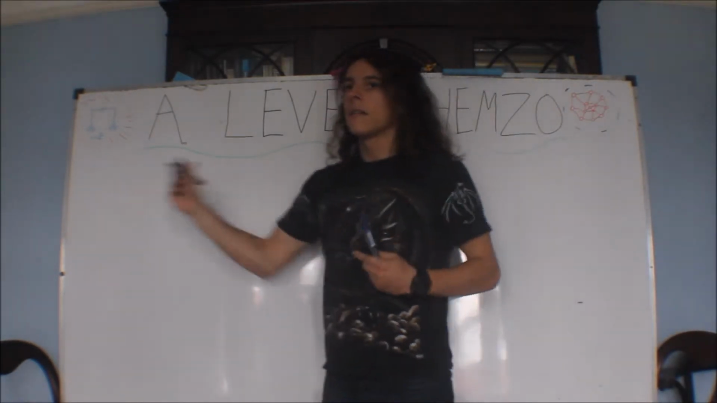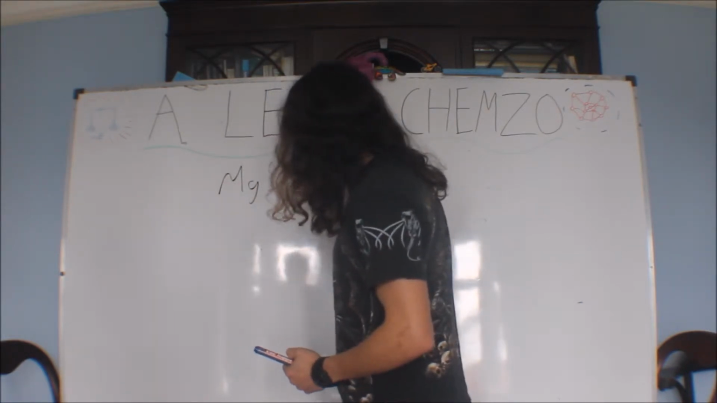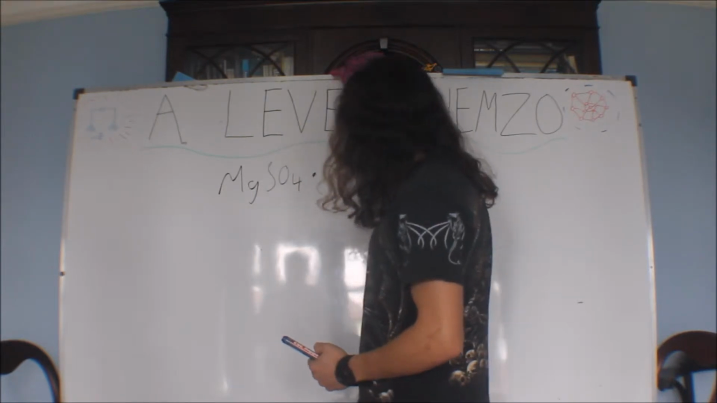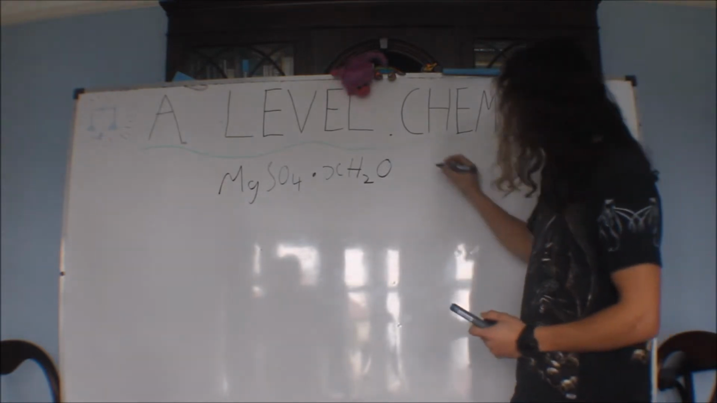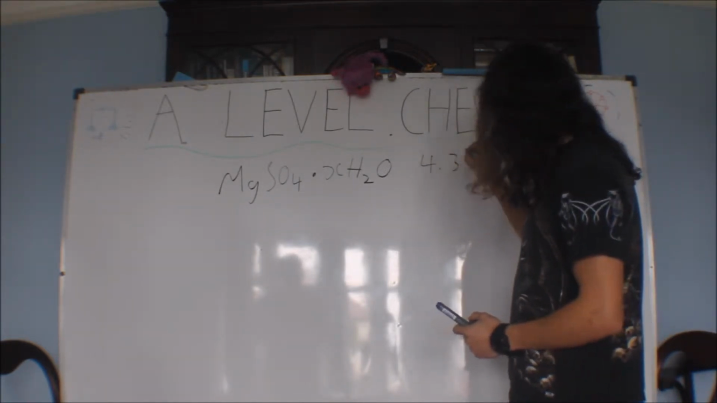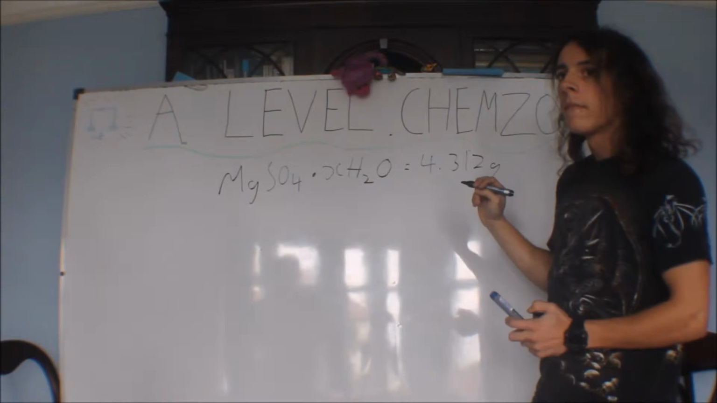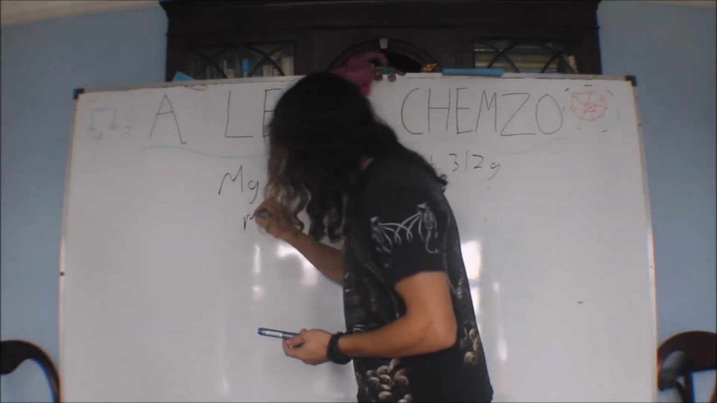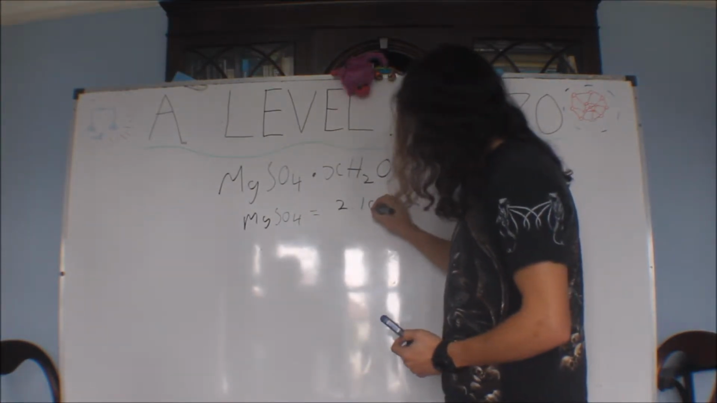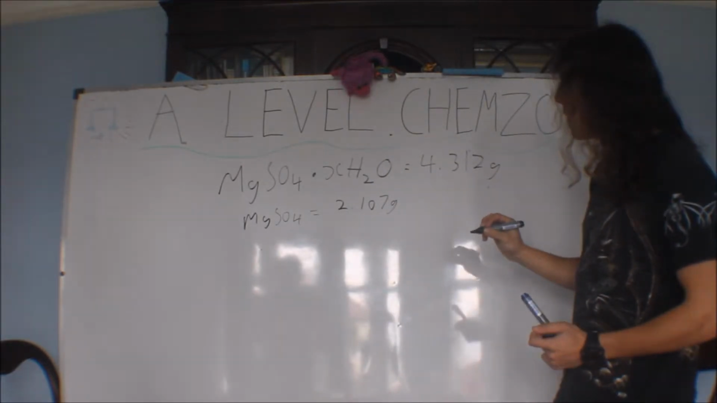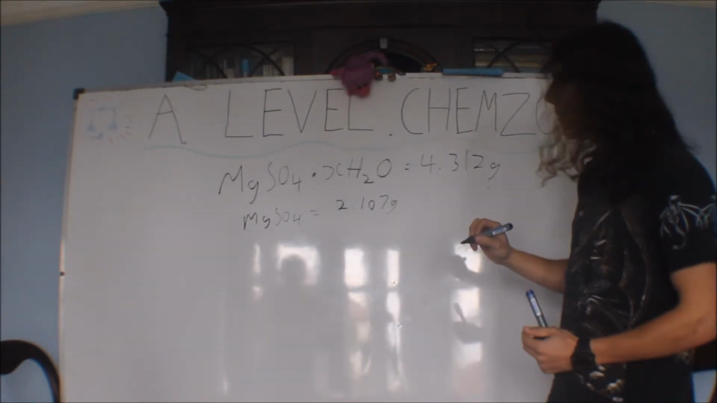So we have the hydrated salt, magnesium sulfate, MgSO4.XH2O. That's the sort of question they ask. You'd want to find out what is X. They tell you that it weighs 4.312 grams. They did the experiment, heated it up, and they tell you the mass of the anhydrous salt, so just magnesium sulfate, is 2.107 grams. So it's going to ask you to calculate the moles of anhydrous MgSO4.